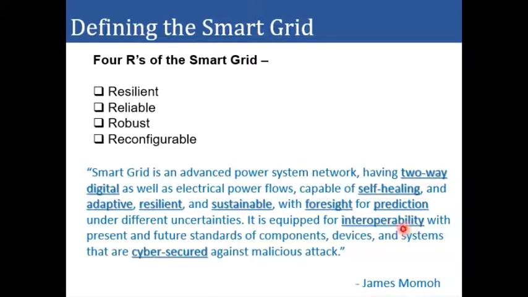It is equipped for interoperability, means the data is interoperable so that the information can be shared seamlessly across the network. It should be cyber secured because the moment we touch IT and communication network, there is a risk of cyber attack. So the system should be cyber secure.